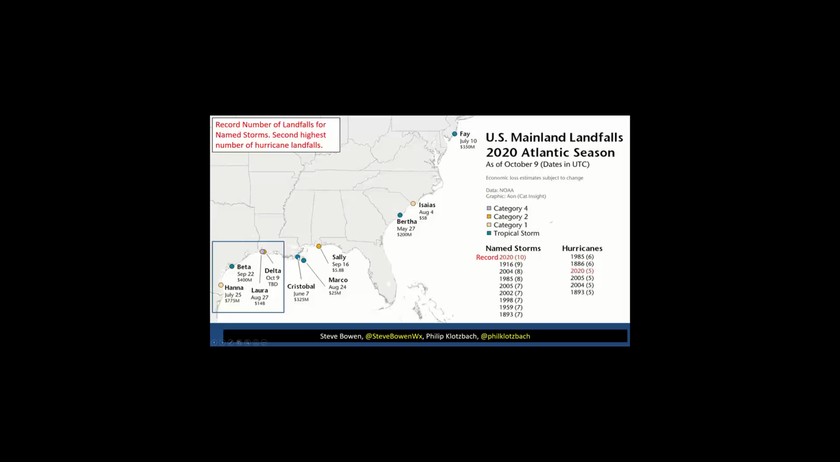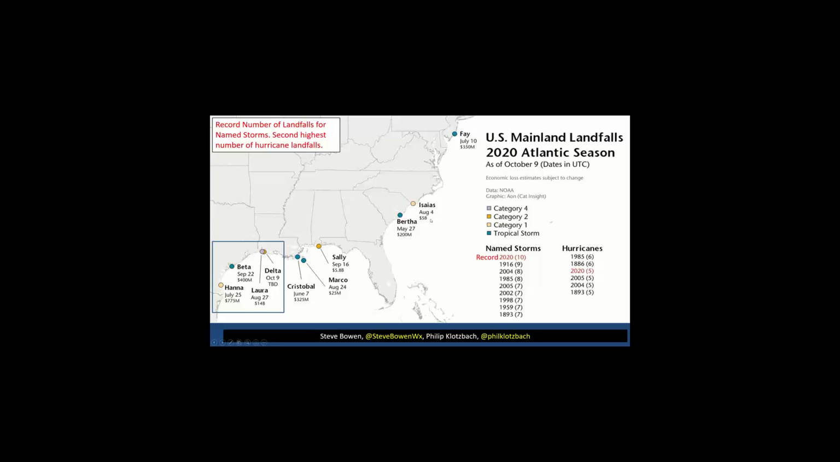But you keep going on along the coast there. There's Cristobal, Marco, Sally, Bertha, Isaias, and Faye. And they've written in estimated damages with each. So certainly Sally was a big one. Laura, the biggest, perhaps Delta right behind it as far as damages, and Isaias as well.